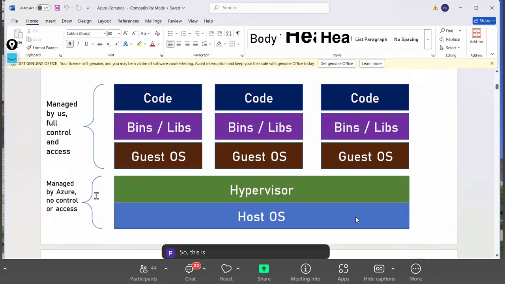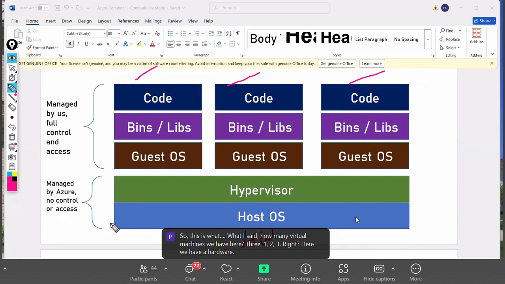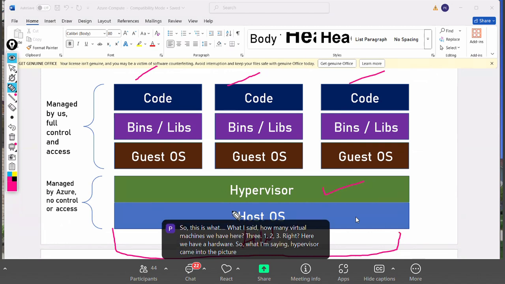So this is what I said. How many virtual machines do we have here? Three: 1, 2, 3, right? Here we have hardware. So what I'm saying is, the hypervisor came into the picture. The hypervisor enabled virtualization. Because of that, this hardware plus operating system can be utilized up to their maximum, full potential.